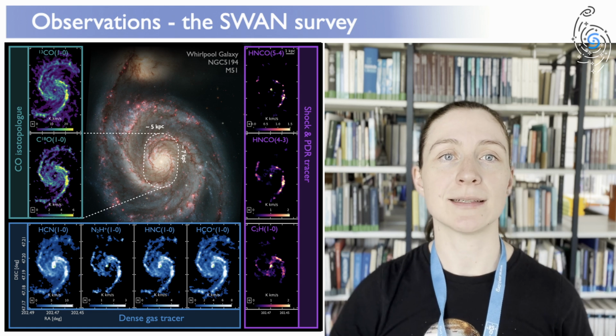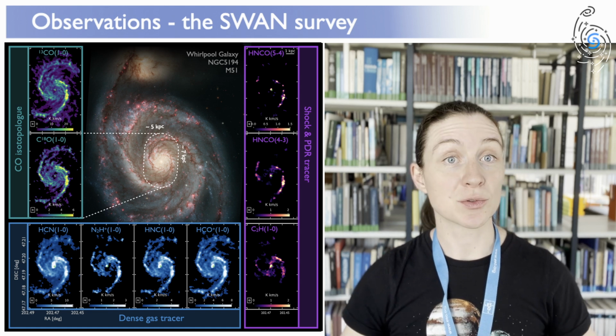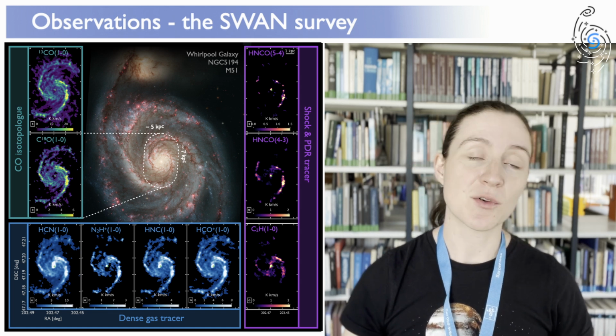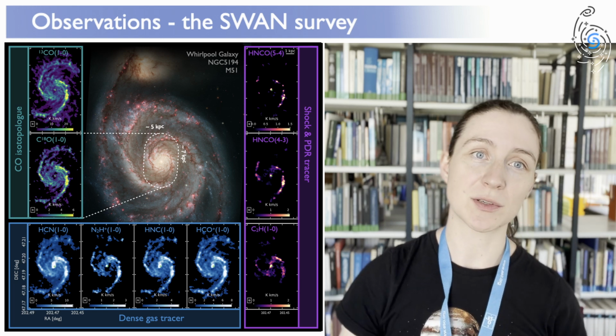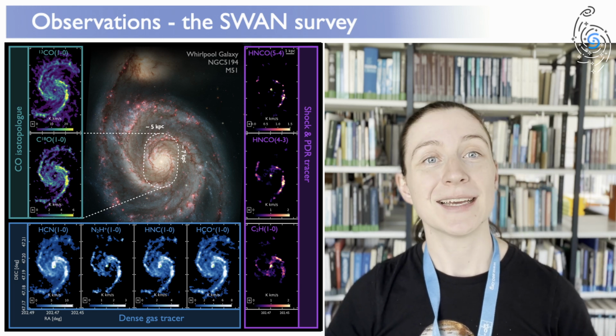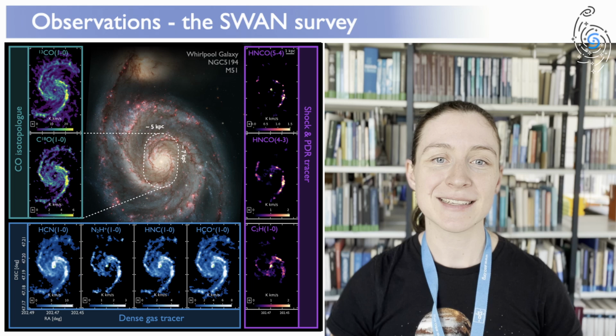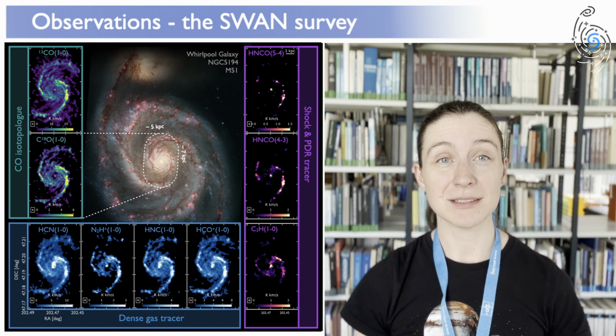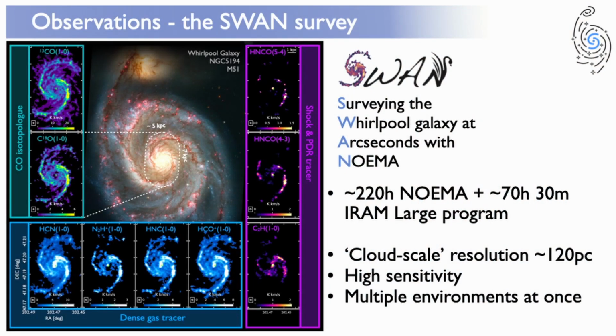Surveying the Whirlpool Galaxy at Dark Seconds with NOEMA, in short SWAN, is an IRAM large program that combines 200 hours of NOEMA observations with 70 hours of IRAM 30-meter observations. And what makes this survey so important are three points. First, we have a high resolution of about 100 parsecs, so we are able to reach the sizes of giant molecular clouds. Second, we have a high sensitivity, so we're able to map comparably faint molecules such as diazenylium.